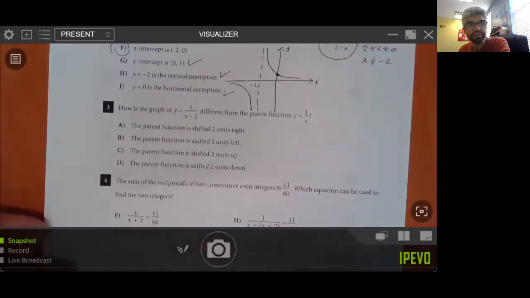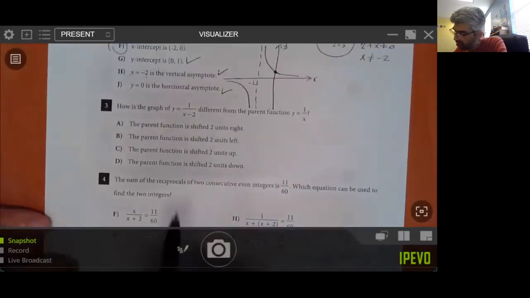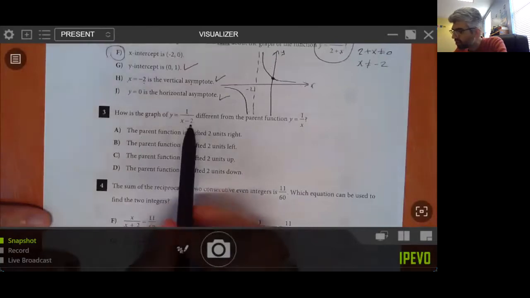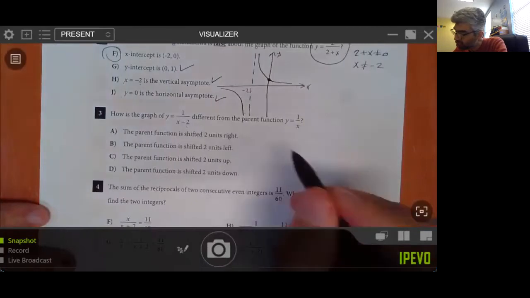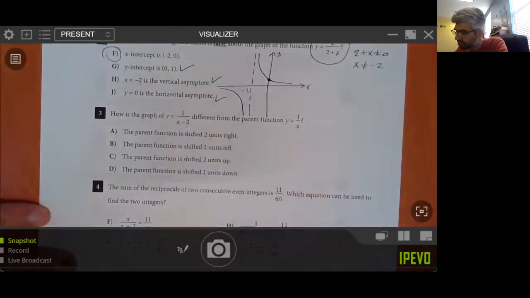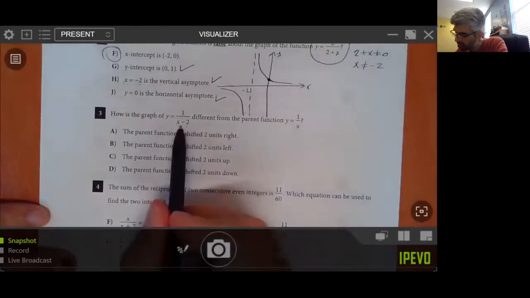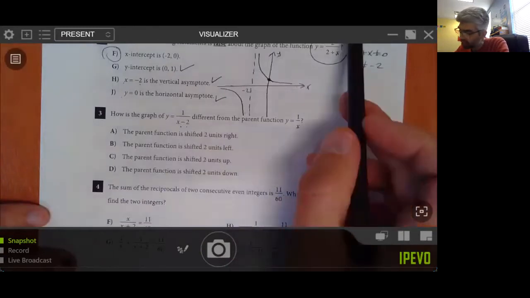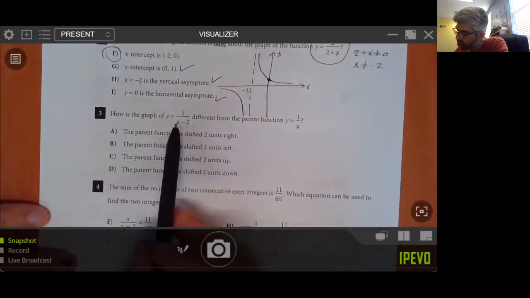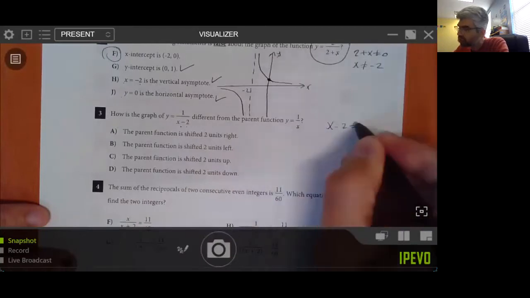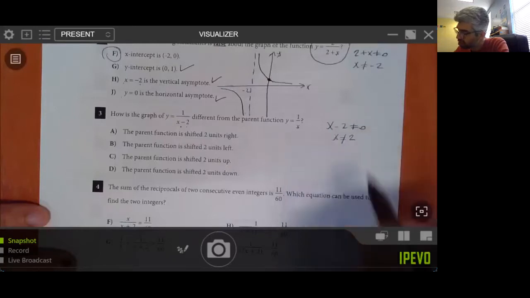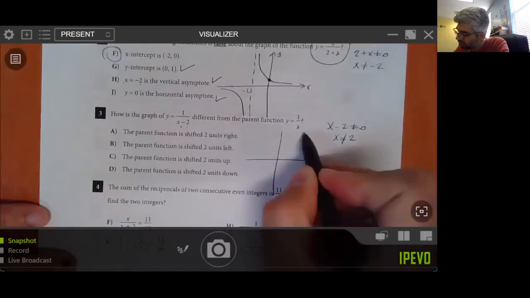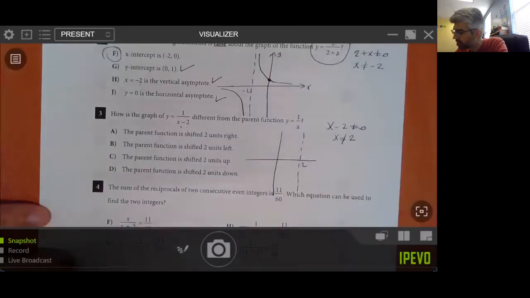Number 3. How is the graph of y is 1 over x minus 2 different from the parent function y is 1 over x? Okay, so in 2 ways we can find this one. First, we can find the domain and the vertical asymptote. Here the vertical asymptote is 0, right? Like in question 1. But here x minus 2, and we know that the denominator must be different than 0. It means x must be different than 2. So we have the vertical asymptote at 2.